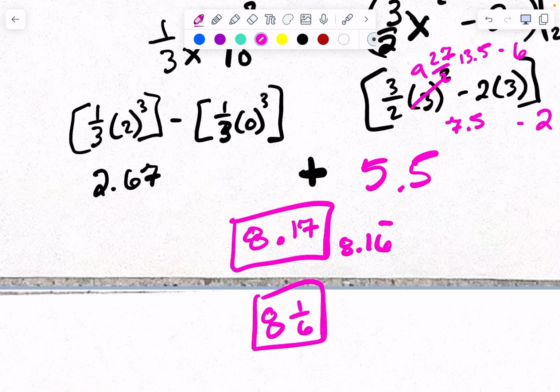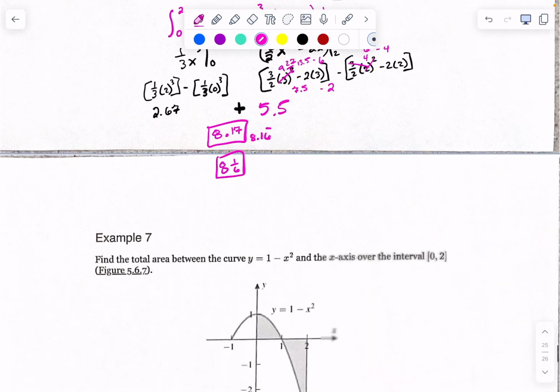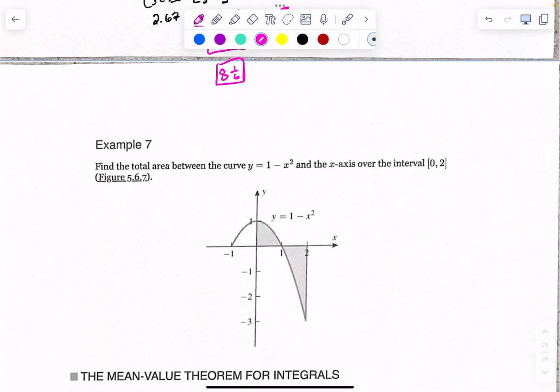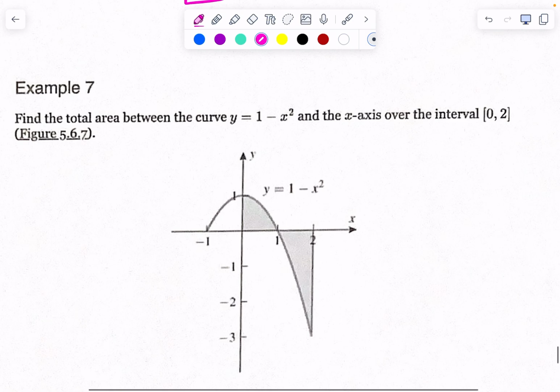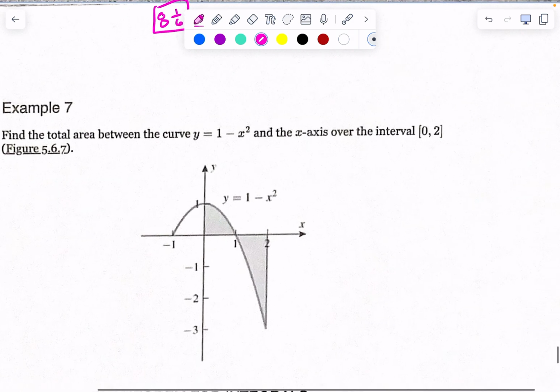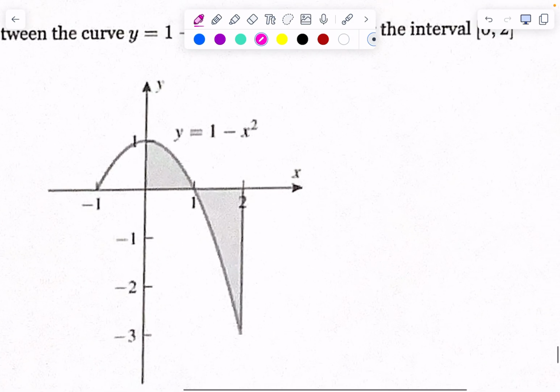Okay. Right. That was example 6. Example 7, they have a graph for you. Oh. So they don't give it to you in interval form, they just say, here's the stuff. So find the total area between the curve of 1 minus x squared. Why the heck do they have this line right here? This is confusing.